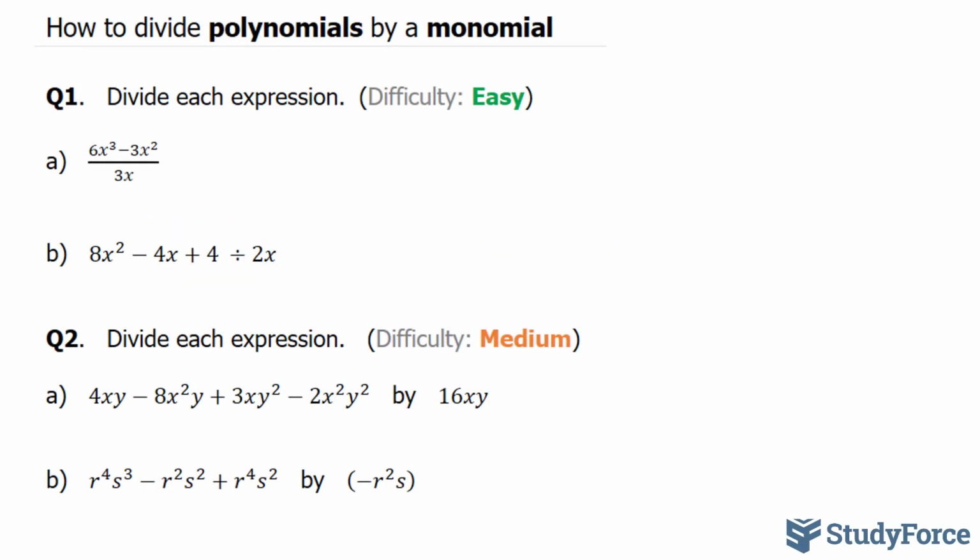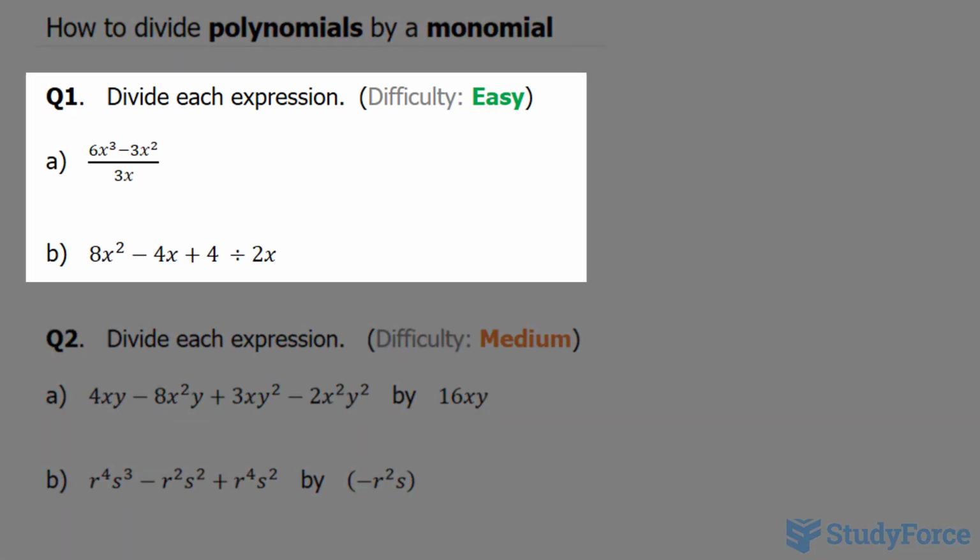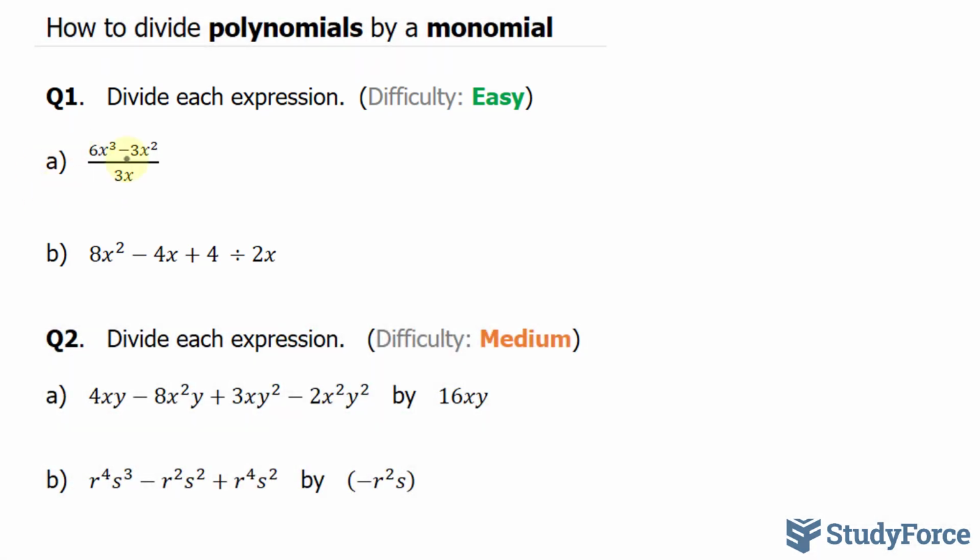In this lesson, I'll show you 4 examples on how to divide polynomials by a monomial. Question 1 reads, divide each expression. In question A, we have 6x to the power of 3 minus 3x squared, and that's being divided by 3x. The monomial is 3x, and what we will do is distribute this 3x to the two terms above.